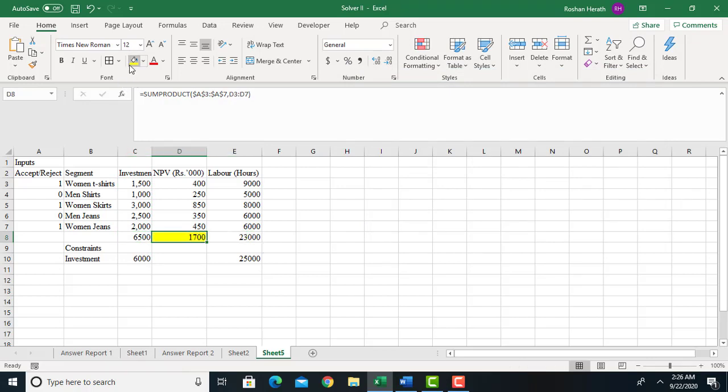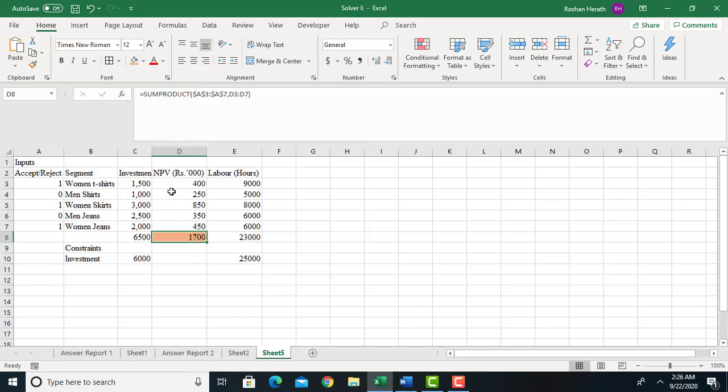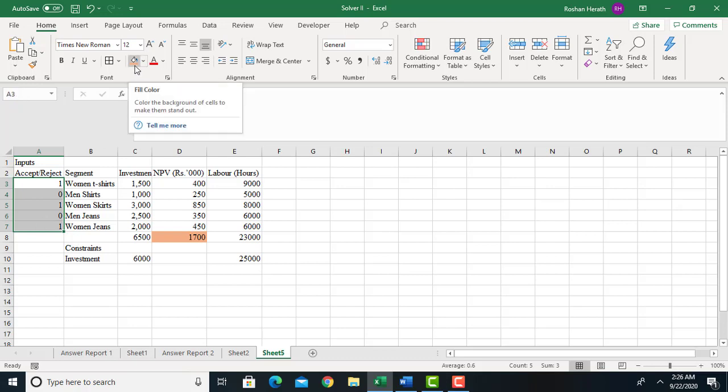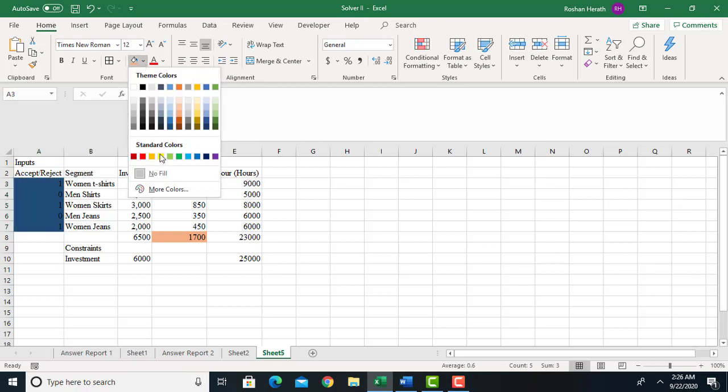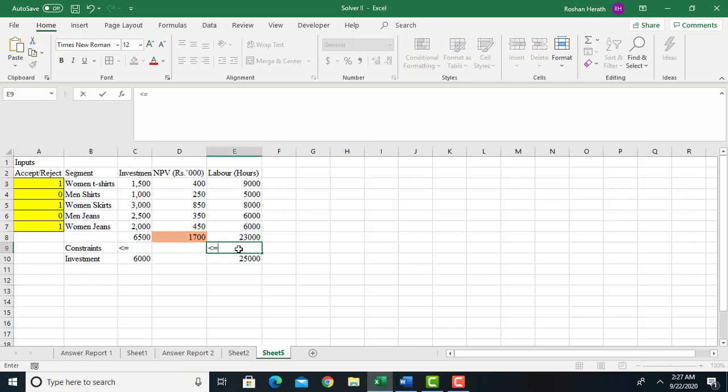What you want to do is maximize the NPV by changing the projects that you would accept. The constraints are there: investment must be less than or equal to 6,000, and the labor must also be less than or equal.